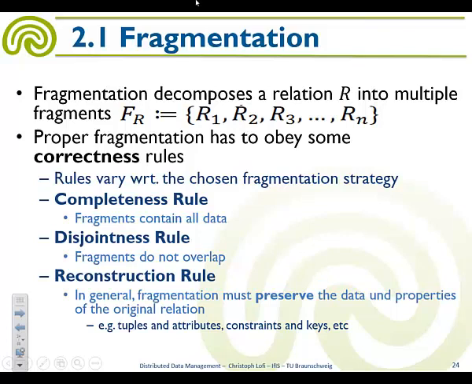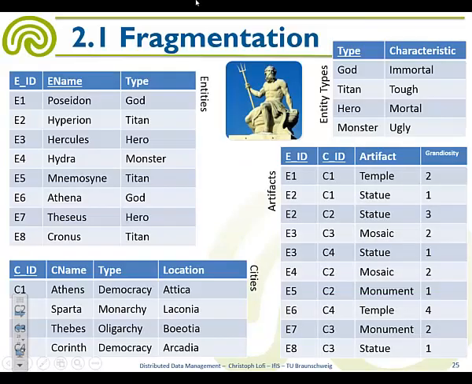Then the disjointness rule, that one is actually not a requirement, but it makes your life significantly easier. Fragments shouldn't overlap. So if you do an intersect between the fragments, the intersection should be empty. And the reconstruction rule: if you reconstruct the relation, it should preserve all data and properties, constraints like foreign key constraints, and so on, which were in the original relation. So it's basically the same as completeness, just also considering the constraints. So, straightforward. You shouldn't lose anything during fragmentation, and it should be disjoint.